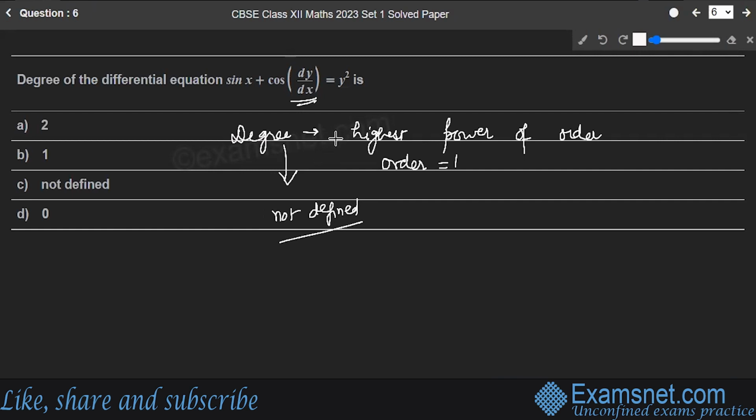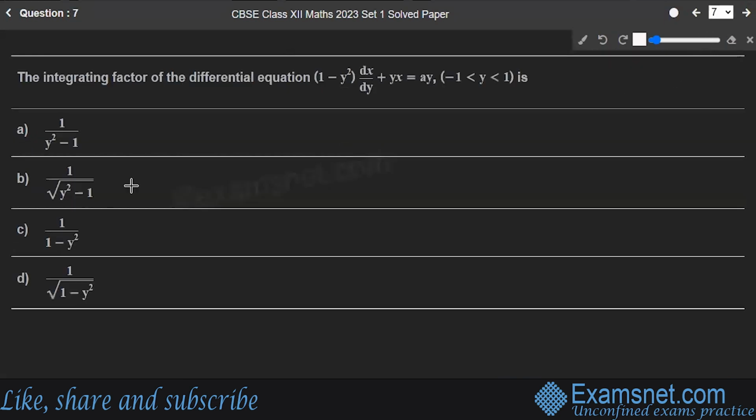And why is this not a polynomial? Because dy by dx stands as the angle of cos, a trigonometric ratio. So this is not defined. This is not a polynomial. We can't take it out. See, whenever you have derivatives in log, mod, or in cos type of things, degree is always not defined. So we have option C as the answer. Hope you got that. Next is question number 7.